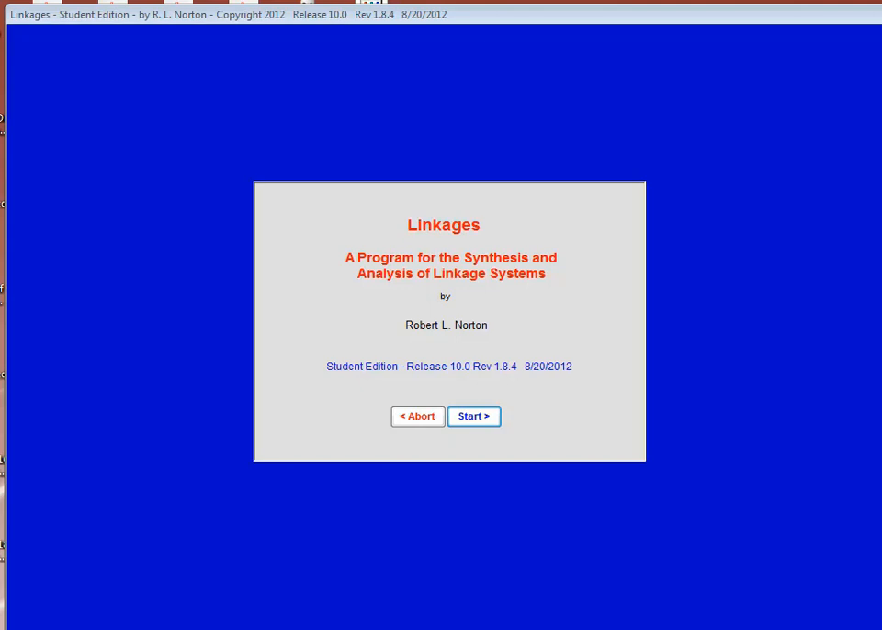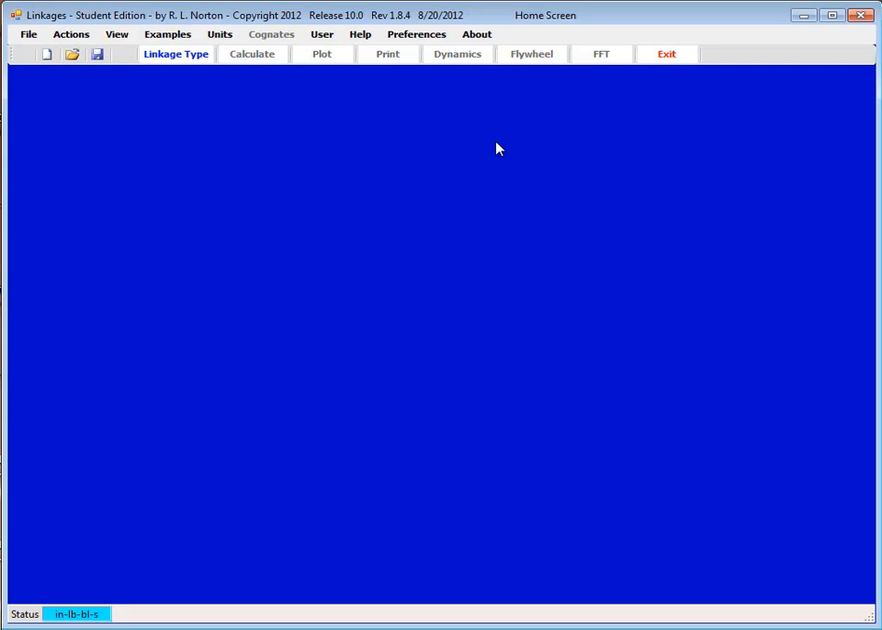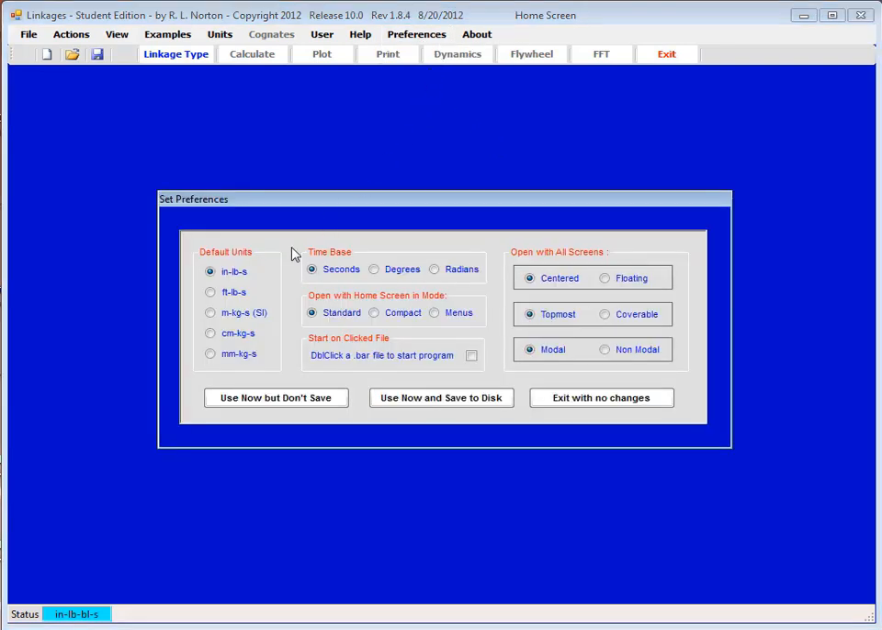In this video, we're going to review how to use the Norton linkage software to generate position and velocity curves for a slider crank. One thing we need to do first is set the preferences and switch to millimeters from inches, because our dimensions for this lab are given in millimeters.